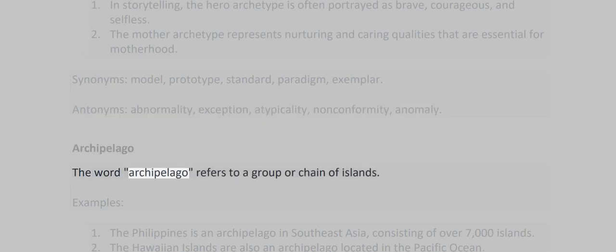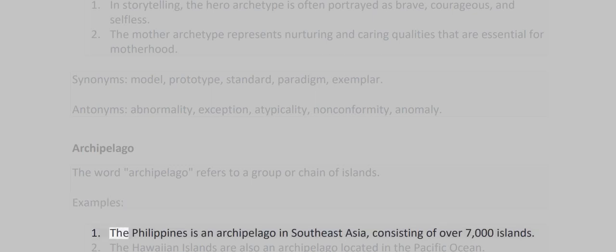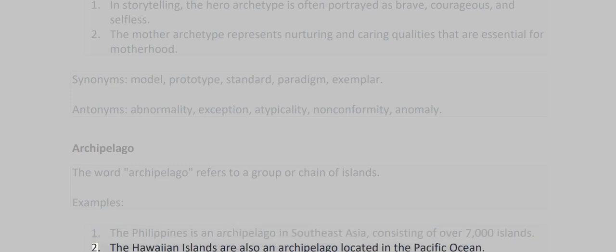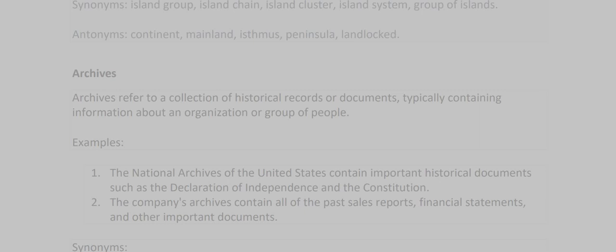Archipelago. The word archipelago refers to a group or chain of islands. Examples. 1. The Philippines is an archipelago in Southeast Asia, consisting of over 7,000 islands. 2. The Hawaiian Islands are also an archipelago located in the Pacific Ocean. Synonyms: island group, island chain, island cluster, island system, group of islands. Antonyms: continent, mainland, isthmus, peninsula, landlocked.